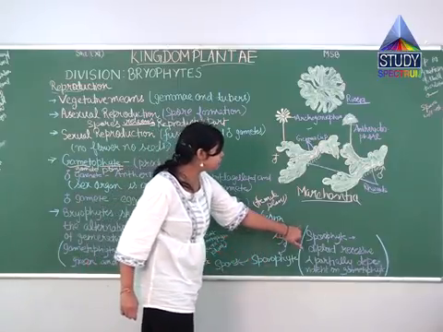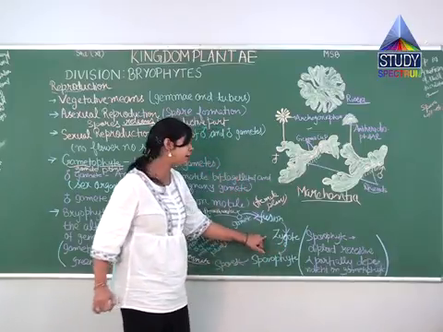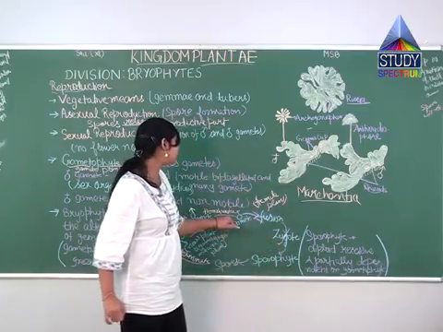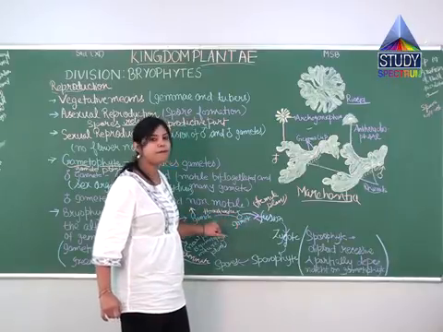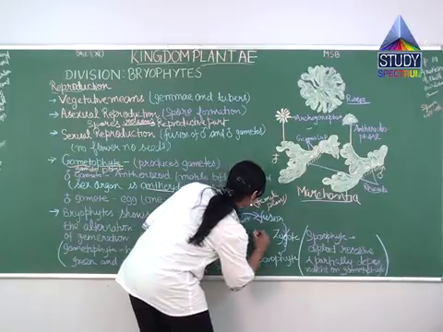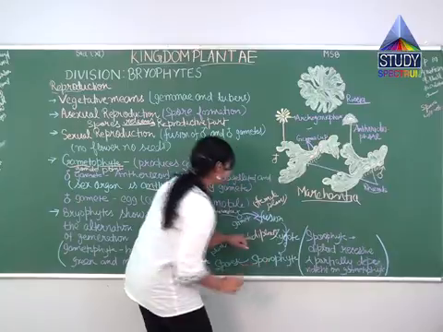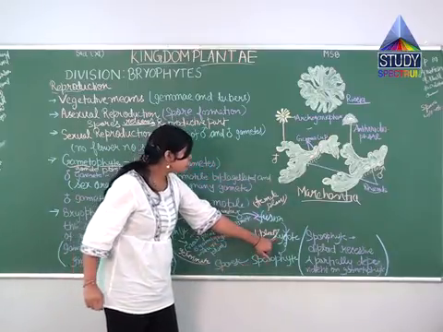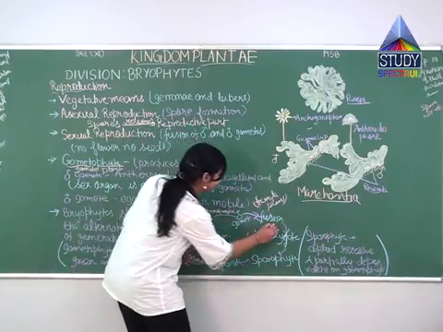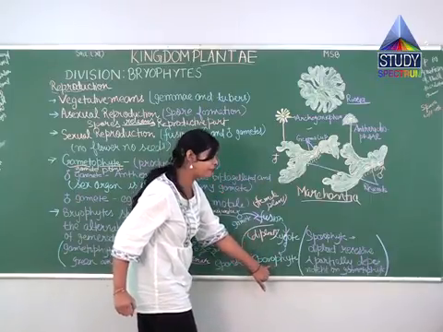So if I talk about the zygote, what is the zygote? The zygote will be a diploid stage. Why? Because it forms with the fusion of male and female gametes. So because of that, the zygote will be diploid, as we all know that the zygote is always a diploid stage. So this zygote will again divide multicellularly and form the sporophyte.